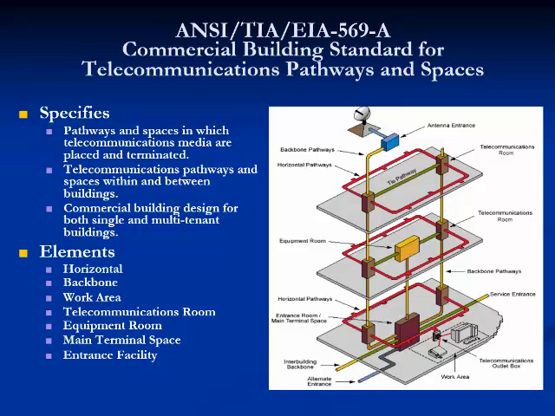Now, the primary focus of the 569A Commercial Building Standard for Telecommunication Pathways and Spaces is providing design specification and guidance for all building facilities related to telecommunications cabling systems and components. This standard identifies and addresses 6 prominent components of the building infrastructure: the horizontal backbone, telecommunication room, work area, equipment room, and main terminal spaces. Actually, there are 7, including the entrance facility.